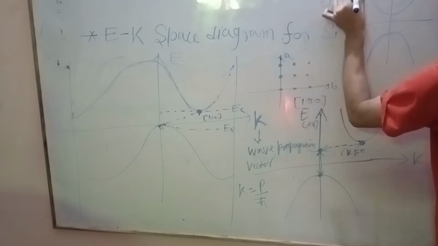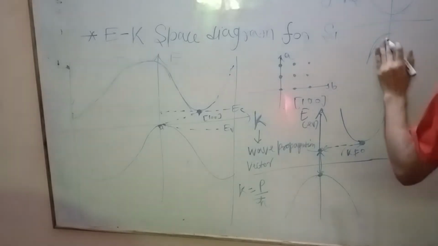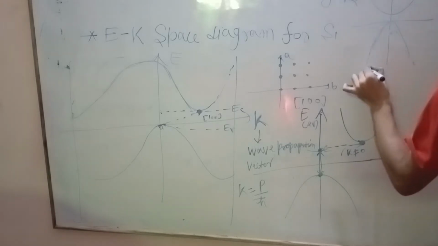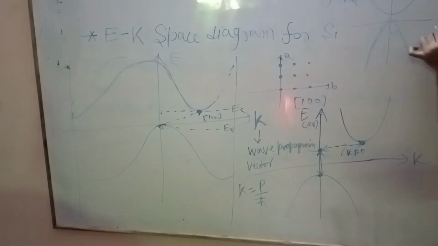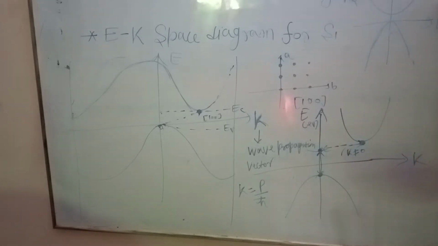This is my E-k diagram in case of gallium arsenide, and this is my E-k diagram in case of silicon. This is my K, and this is my energy, energy in electron volt. See the difference properly. This is for gallium arsenide, and this is for silicon.